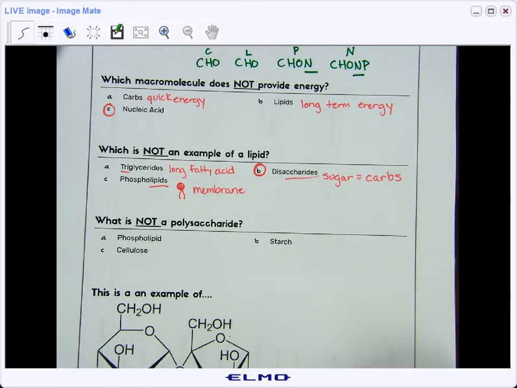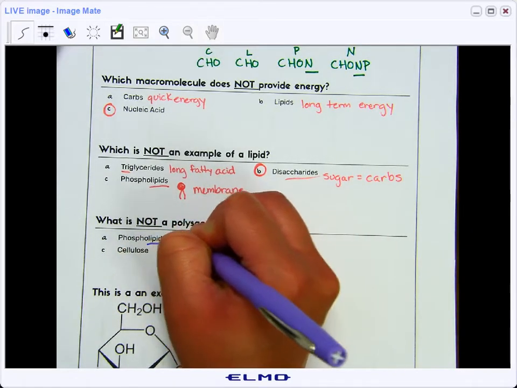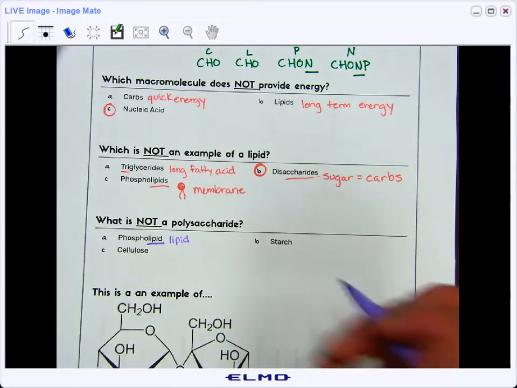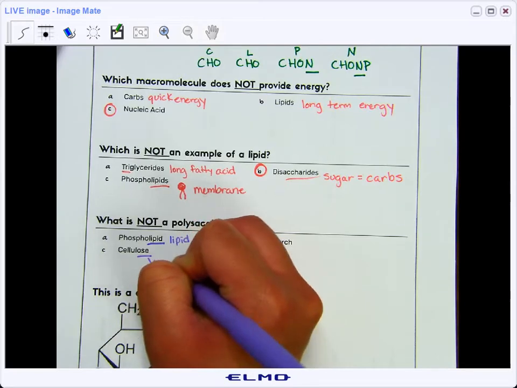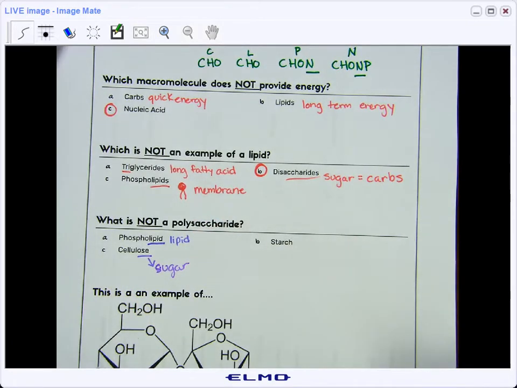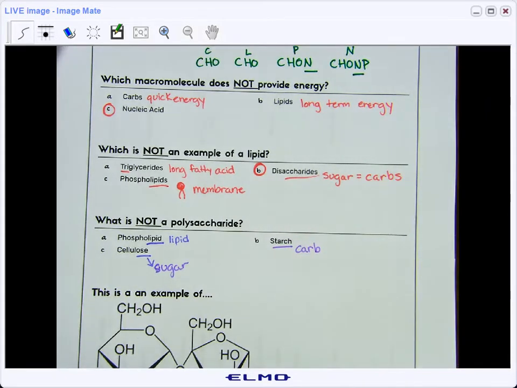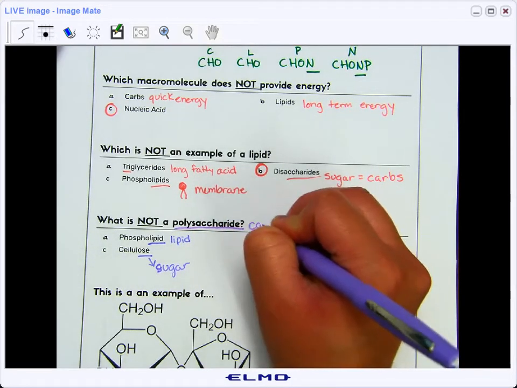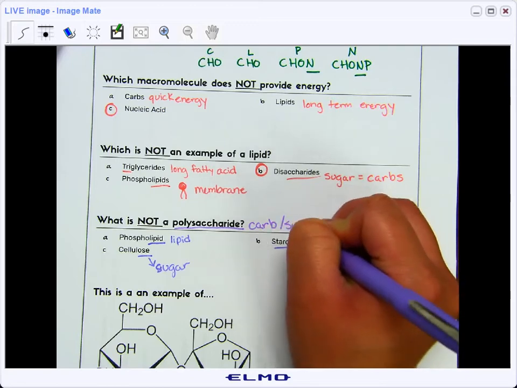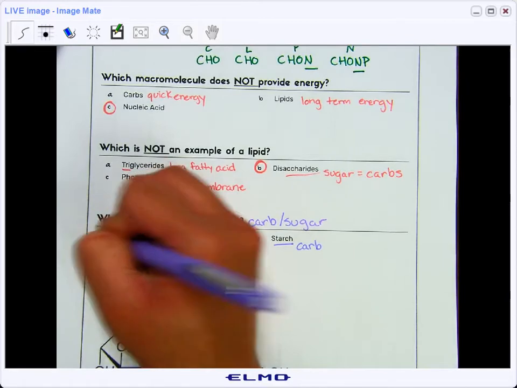What is not a polysaccharide? Well, a phospholipid, again, it has the lipid. Cellulose, anything ending in OSE is a sugar. And a starch is a carb. And a polysaccharide, that's also a carb. It's a sugar. So the only one that's not a carb, that's not a sugar, is our lipid.